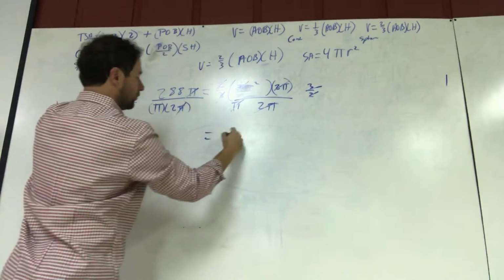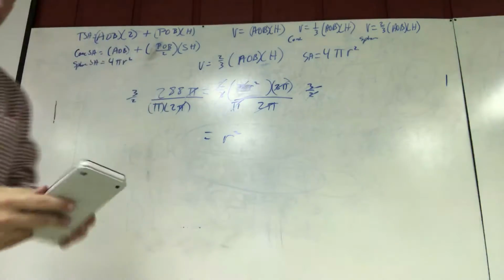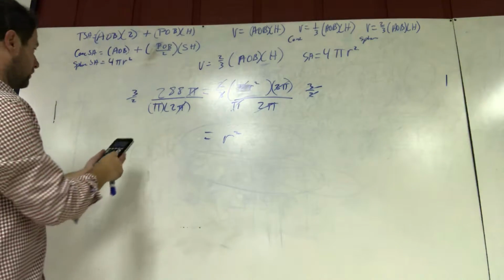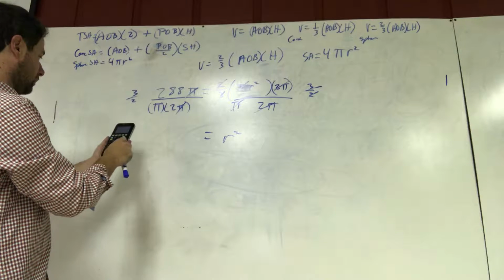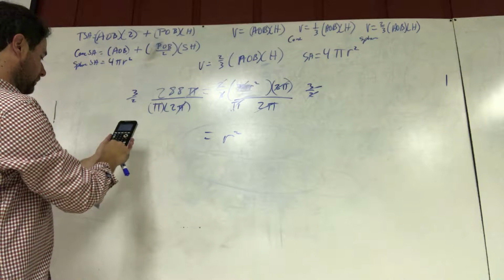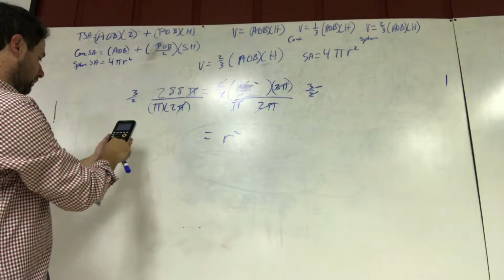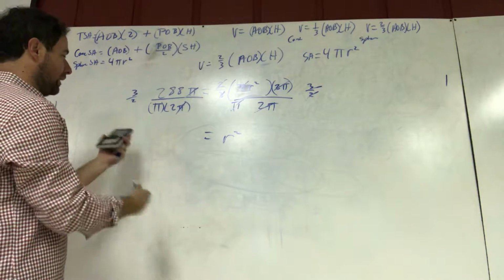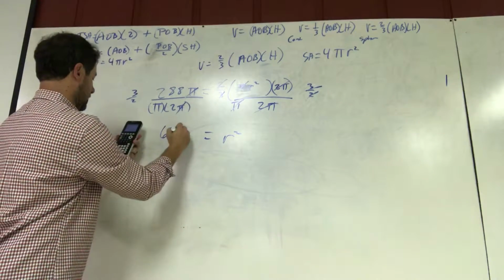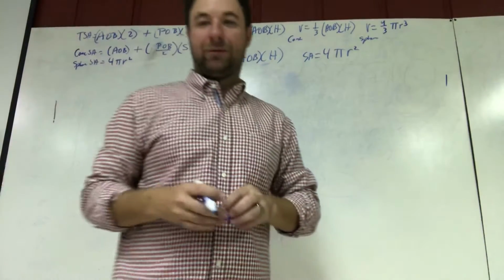And so we're left with radius squared equals whatever this is in the calculator, and this is going to give us the radius. 288 times 3 equals, divided by 2 equals, divided by 2 equals, divided by 3.14 equals. All right, so we get the radius is 68.679.